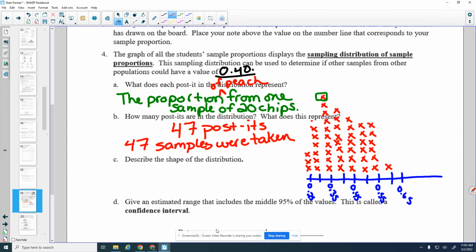Describe the shape of the distribution. It's not perfect, but it's approximately mound shape. I don't have a big tail in one direction. So we're just going to say approximately mound shape. And in these lessons, we will learn what I can do to get it more mound shaped and different changes we can make.